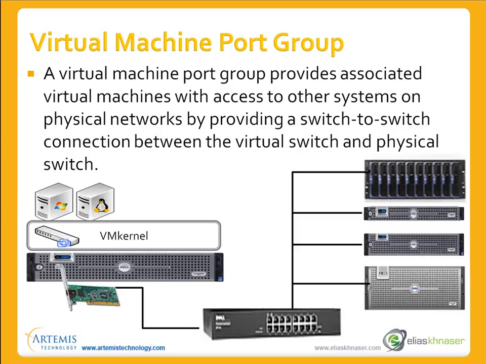access to the rest of the physical network via a switch-to-switch connection. So the virtual switch is going to make a connection with the physical switch and pass the traffic from the virtual machines out to the rest of the devices on the network. The physical switch is going to receive the traffic from all the physical devices, pass it to the virtual switch, and pass the traffic that's destined to the specific virtual machines.